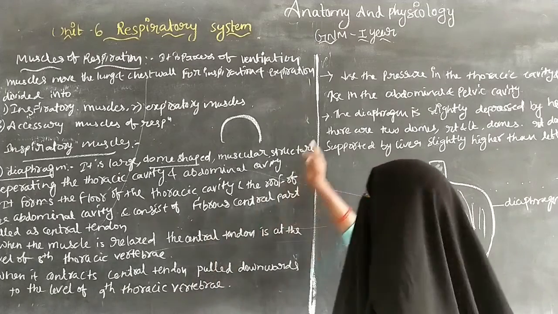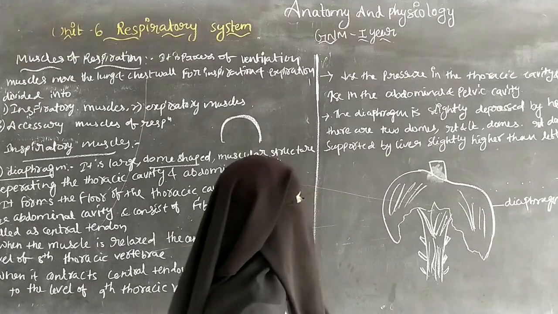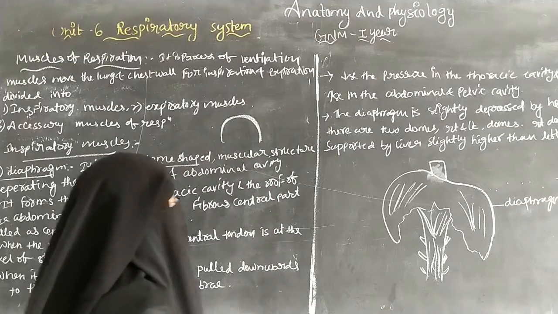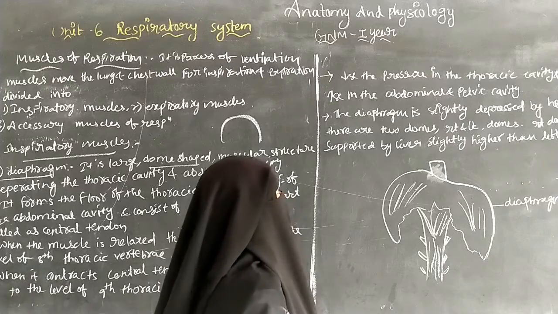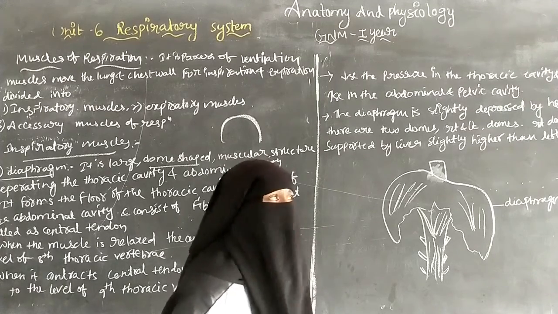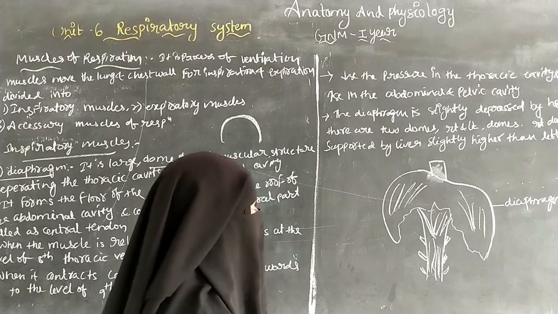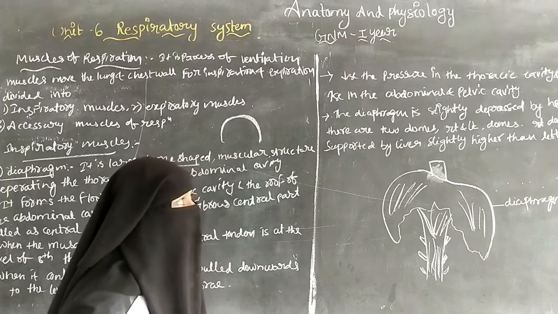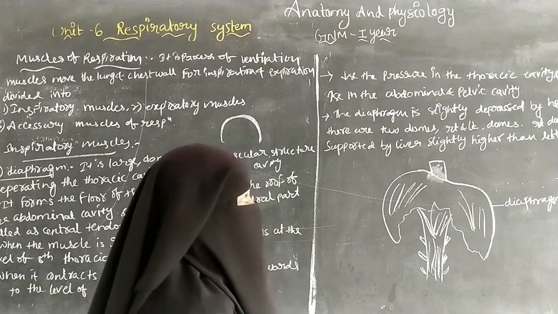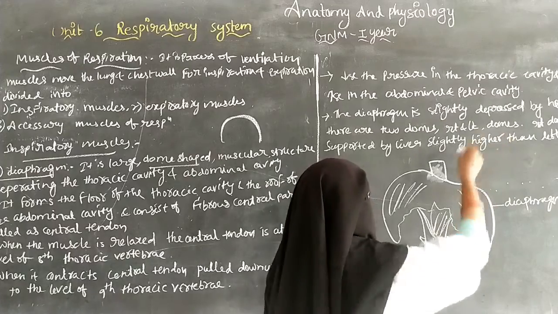Next, it decreases the pressure in the thoracic cavity and increases it in the abdominal and pelvic cavity. Because of the contraction and relaxation, the pressure decreases in the thoracic cavity and increases in the abdominal and pelvic cavity. The diaphragm is slightly depressed by the heart.